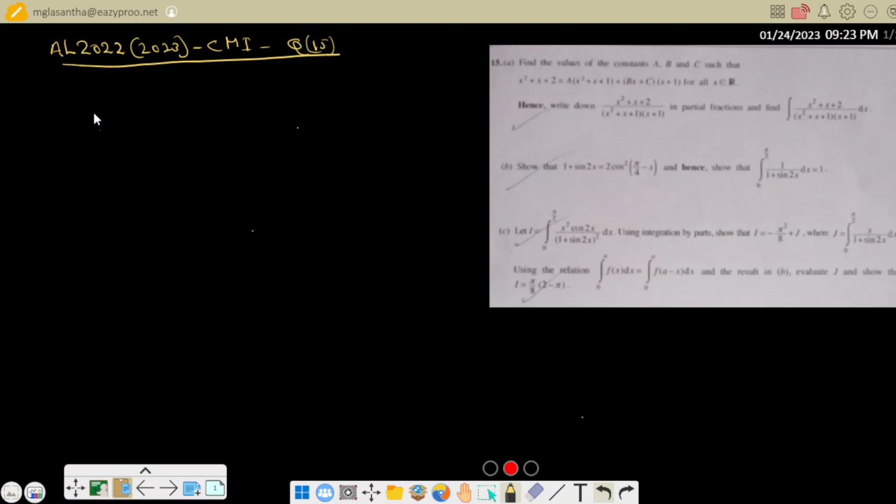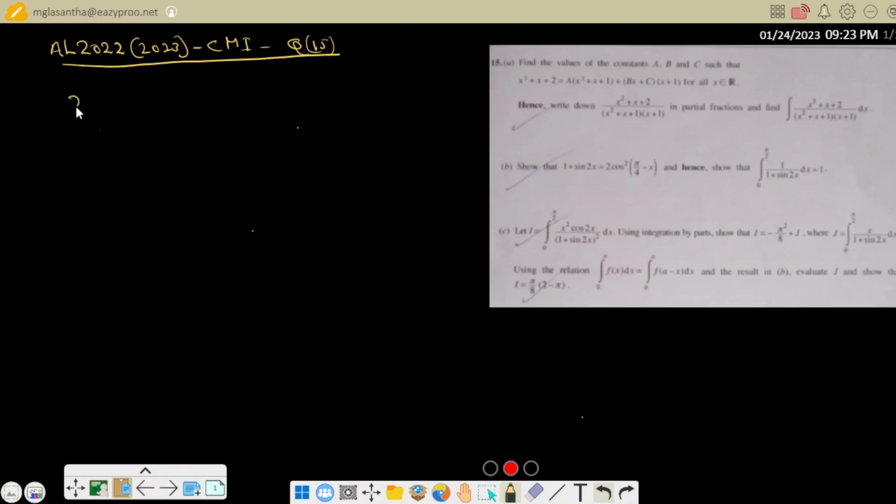So this is question number 15 of yesterday's combined maths paper. Let's see how you can do this sum. In this part, you are given an identity, and we have to find the constants A, B, C.